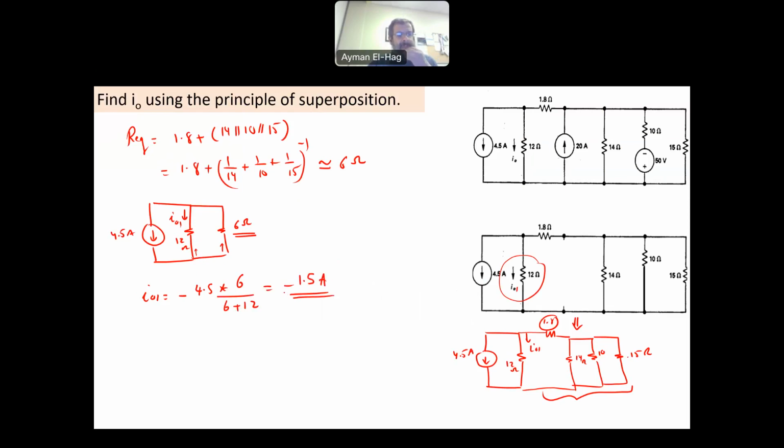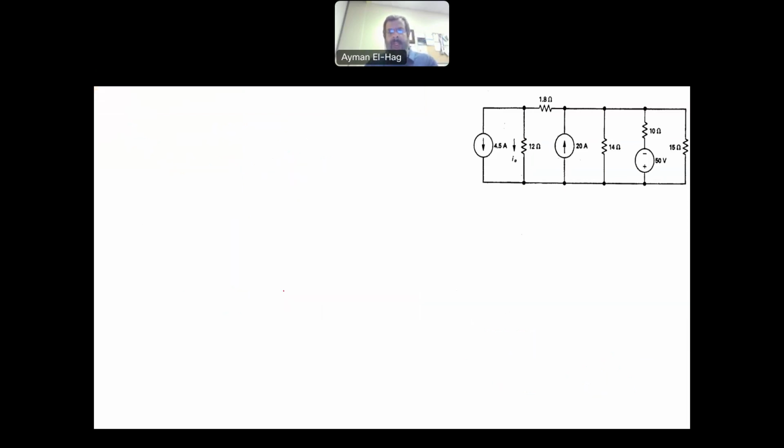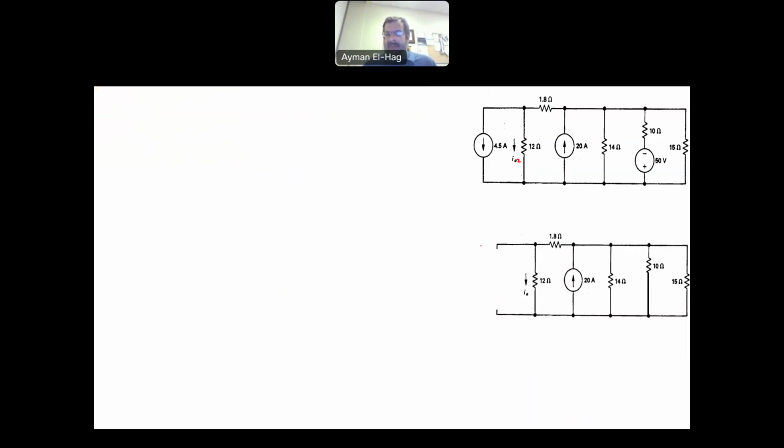So that is basically your I01. Now, let's move on and find I02. In the circuit that I will have, I remove the current source and the voltage source. Again, this will be an open circuit, so the current here, I, is equal to 0. So there will be no current.